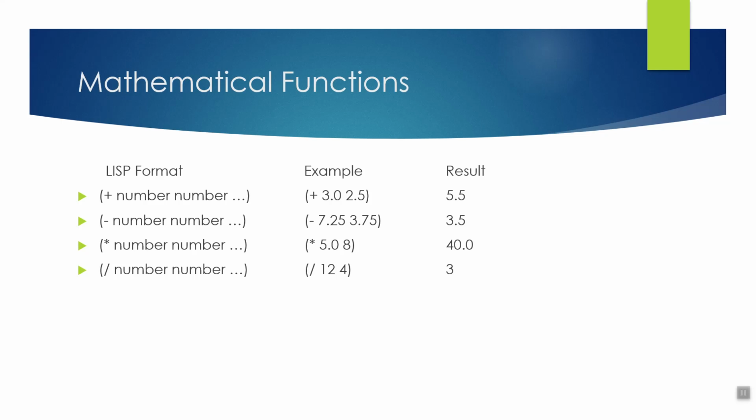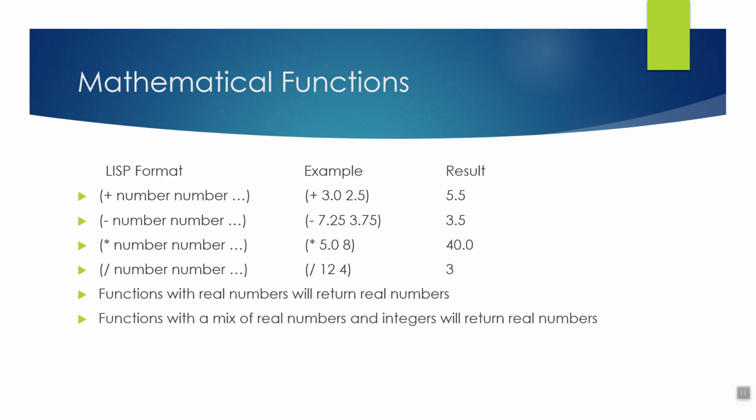Notice that the last one in the list there, all 3 numbers are integers. So if I put integers into the equation, I'm going to get an integer out of the equation. If I put real numbers into the equation, I'm going to get a real number out. And if I mix real numbers and integers, I will get real numbers out. So functions with real numbers return real numbers. Functions with a mix of real numbers and integers will return real numbers. And the last example there shows an integer because both of the arguments in that last function are integers.